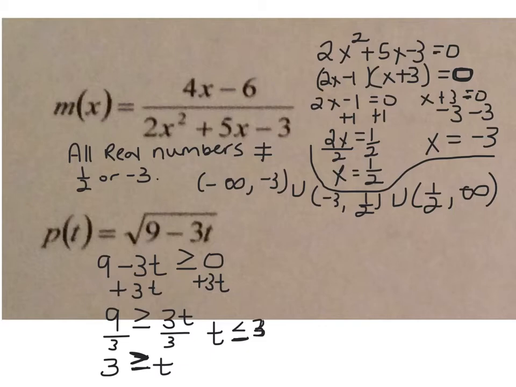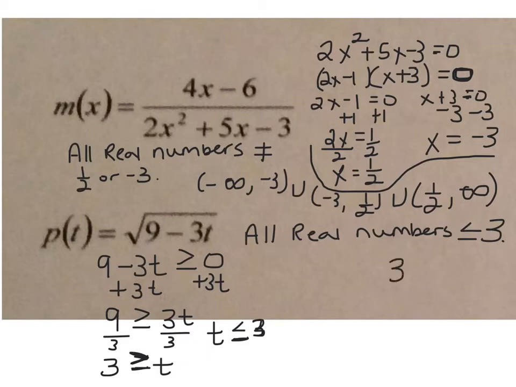Excuse me, I didn't have my pen turned on. So t is less than or equal to 3. So basically the domain is all real numbers less than or equal to 3. And so I start out with 3, and that is included, but I want everything that is 3 or less, so I use negative infinity, and that's how I write that in interval notation.